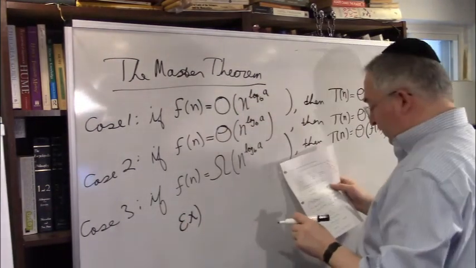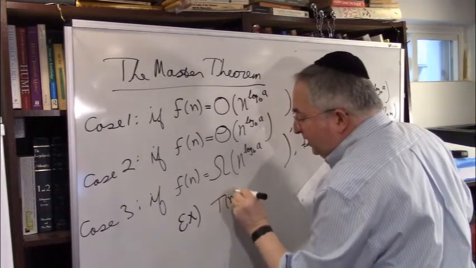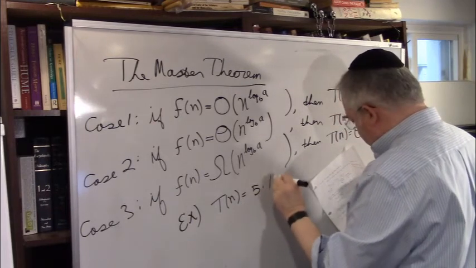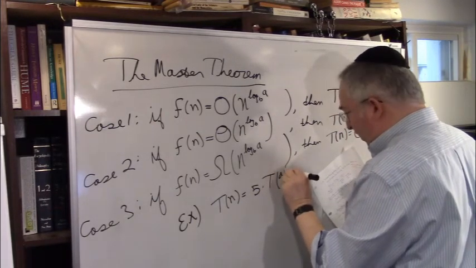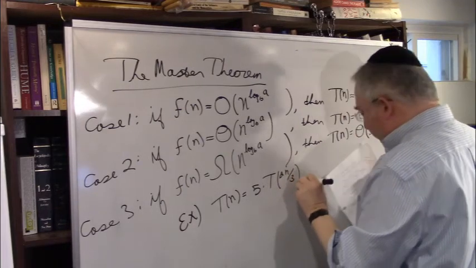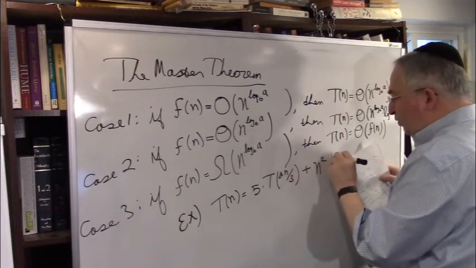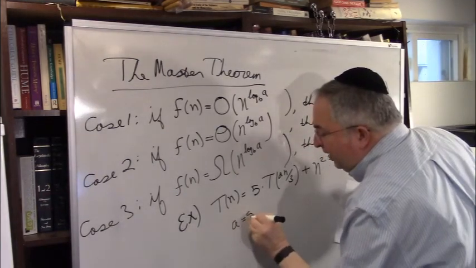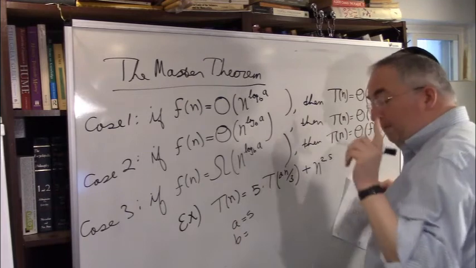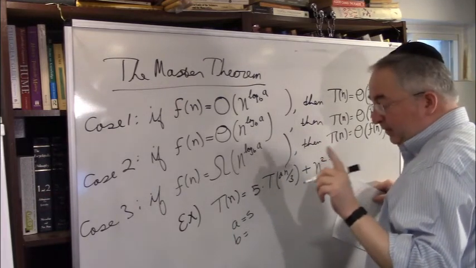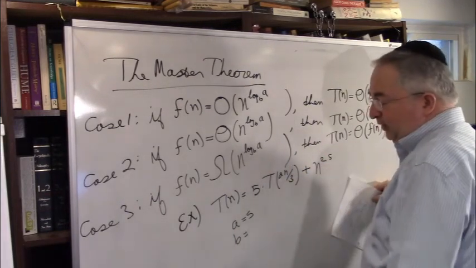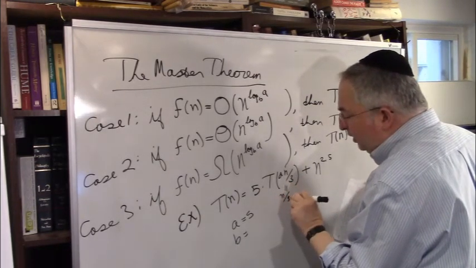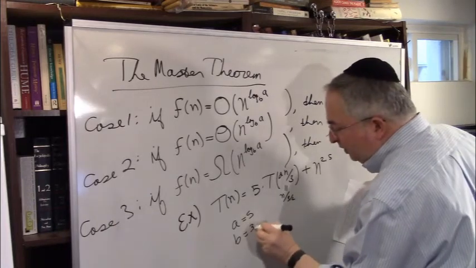Example: T of n is equal to 5 times T of 2n over 3 plus n to the 2.5. Let's go through it. a is equal to 5. b is equal to, be careful, it's not 2 over 3. Another way to write this is n over 3 over 2. So that's 3 over 2.